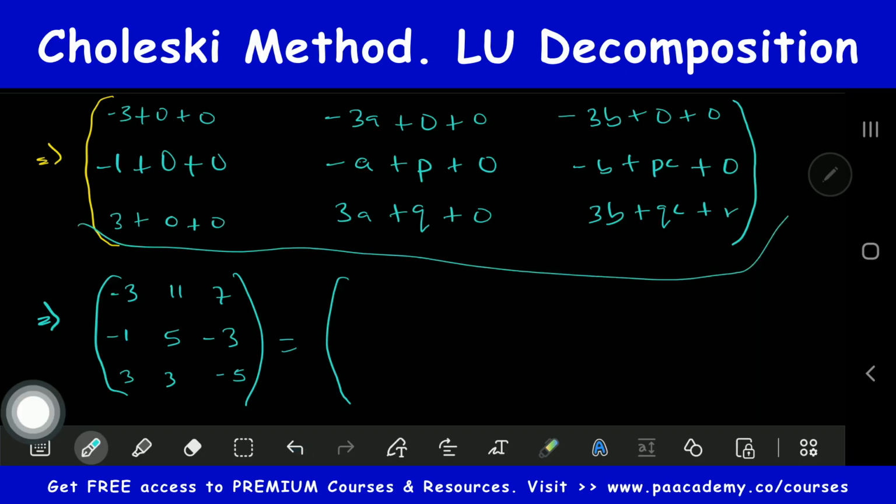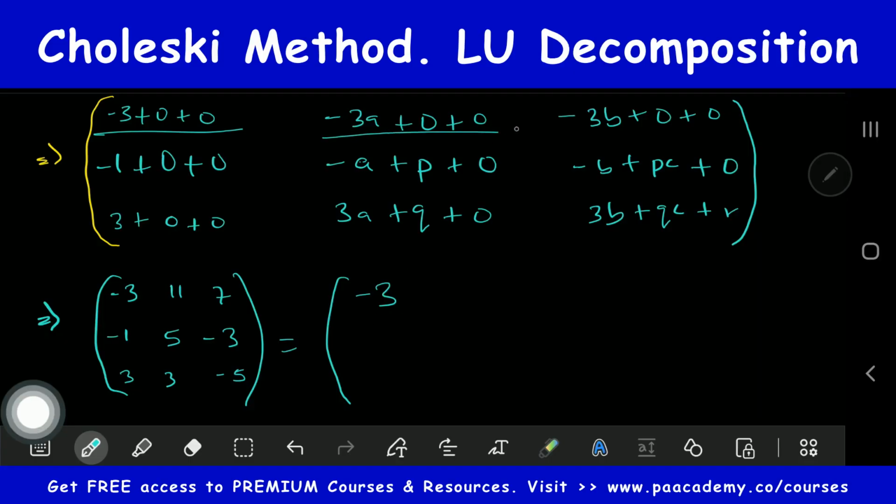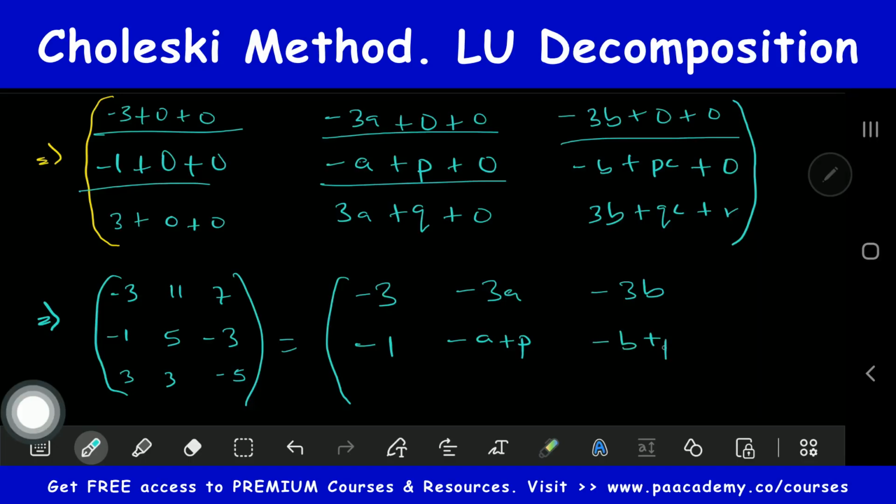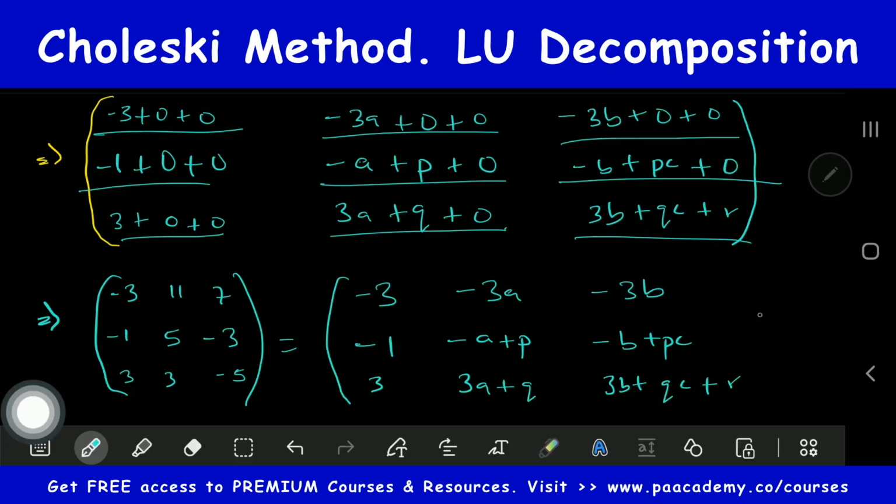So all the plus and everything, okay. So if you look at this first one, minus 3 plus 0 plus 0, it will give you minus 3, right? If you look here, minus 3a plus 0 plus 0, it will give you minus 3a, right? And then if you look here, minus 3b plus 0 plus 0, that will give us minus 3b. So for here it is minus 1 plus 0, 0, so this will be minus 1, minus a plus p, this will be minus a plus p. So if you do the same for the other ones, you're going to be having this to be minus b plus pc, which is what we have here. And then here we're going to be having this to be 3 here. And then if you add this up, it will be 3a plus q. So that will be 3a plus q. And then here will be 3b plus qc plus r.